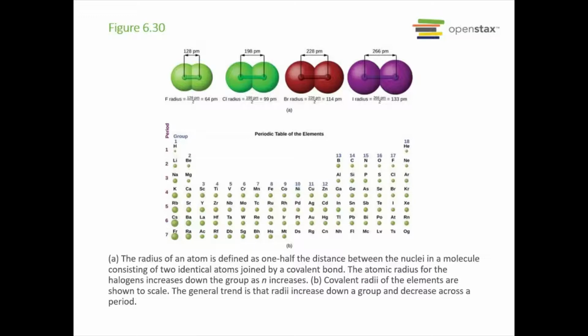Here's a picture showing covalent radius for some diatomics, fluorine, chlorine, bromine, and iodine, which are halogens, and how they measure them. Drawn a lot better than I did. And then you can also see in B, which is this periodic table here, covalent radii of the elements, and these are actually drawn to scale. And you can see that the radii increase going down a group and decrease across a period.